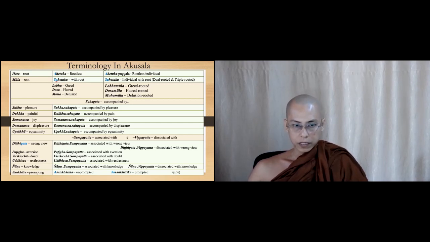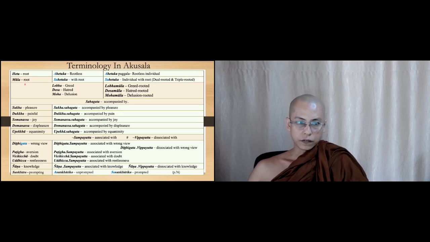So if we put the word sa with hetu, it becomes sahetuka, with roots. Sa is translated as with. That's why sahetuka puggala is an individual with roots. We found this when we classified the individual. So dual rooted and triple rooted, dvihetuka, tihetuka.